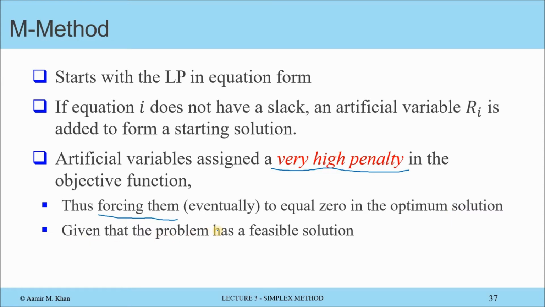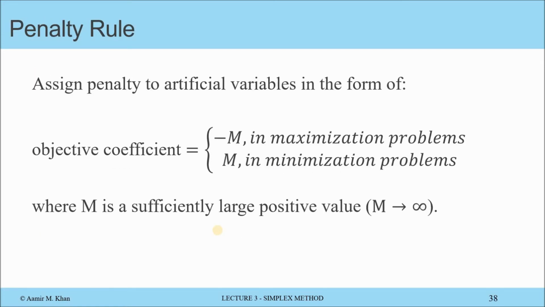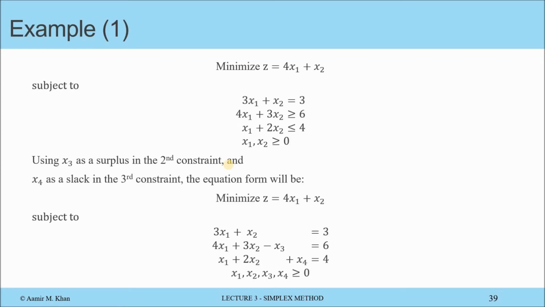Given that, the problem now will have a starting feasible solution. So let's see the example. One more point: when you assign the penalty for the artificial variables in the objective function, normally you will put a very, very big number, as big as maybe nearing infinity. So you will put a number, for example, minus M if it is a maximization problem, or plus M if it is minimization. First I show you the example, it will be clear, then we can come back.